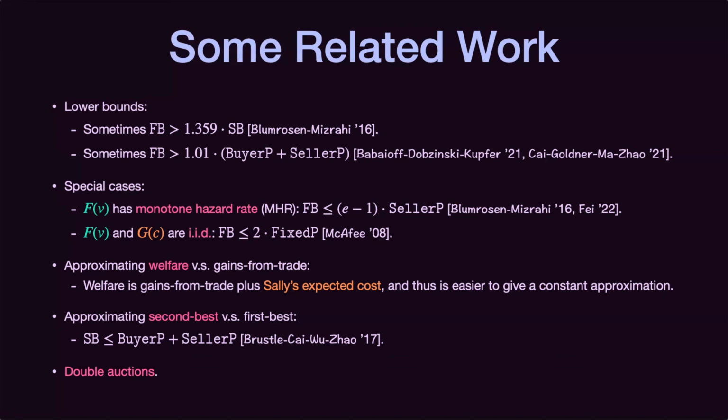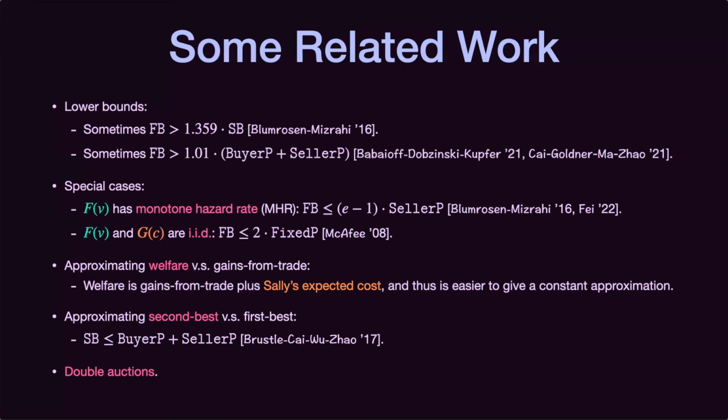And for the special case where F and V have monotone hazard rate, it was shown that if we just use the stellar-spacing mechanism, we can get an e-1 approximation to the first best. And for the case where F and G are IID, and more generally, if the median of F is higher than the median of G, then using the fixed price mechanism can give a 2 approximation to the first best.